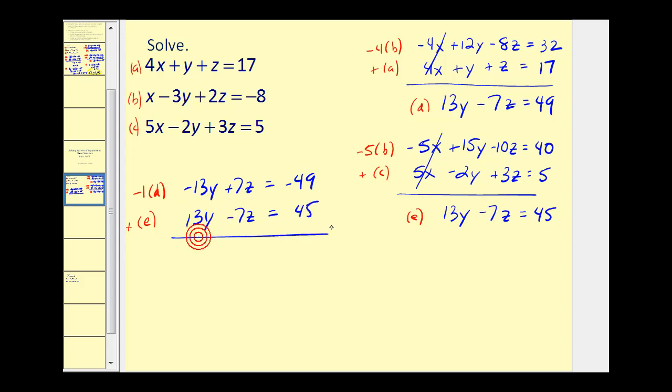Let's go ahead and add these together. And we'll notice that the y terms and the z terms are eliminated. So we have 0 equals negative 4. Well, of course, that's not true. This is an indication that there's no solution to this system.